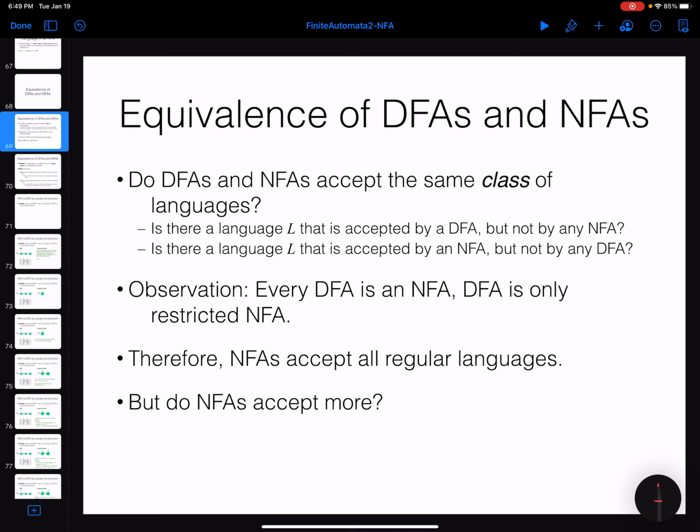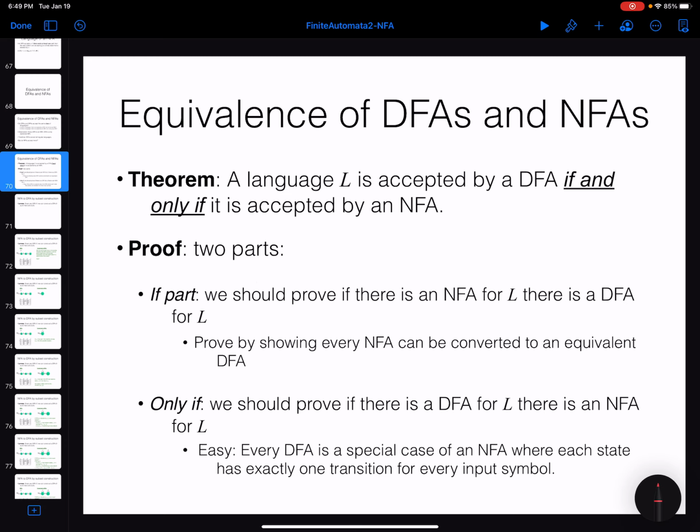So here I'm going to prove to you that if we can create an NFA for a language, we can definitely create a DFA for that language as well. I can formulate the equivalency of DFAs and NFAs as this theorem: a language L is accepted by a DFA if and only if it is accepted by an NFA. As you can see, this theorem uses the term if and only if. So if we want to prove the theorem, we have to prove two parts.